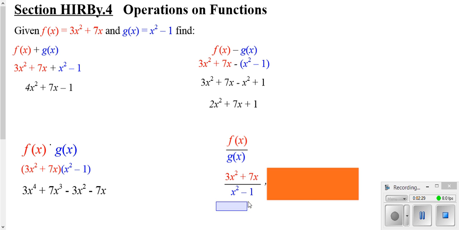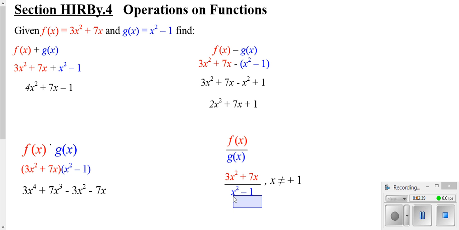Now, factoring the bottom into x plus 1, x minus 1 does allow us to realize what it is we can't use. We can't let the bottom be 1 or negative 1 because that would cause the bottom to be 0, and we can't divide by 0.